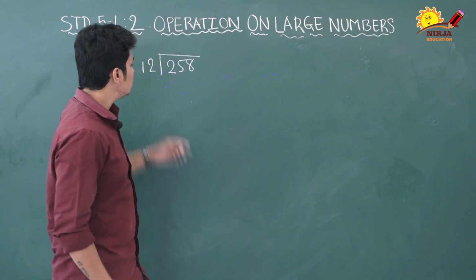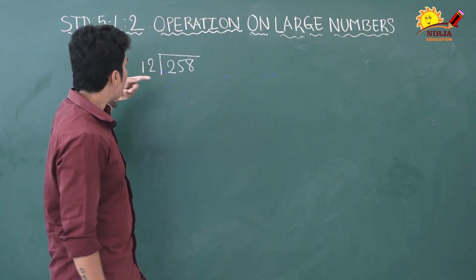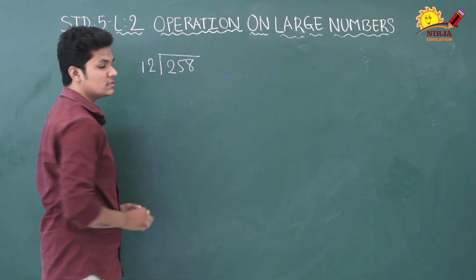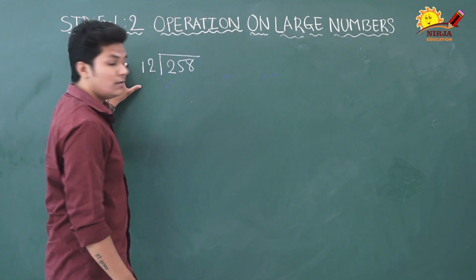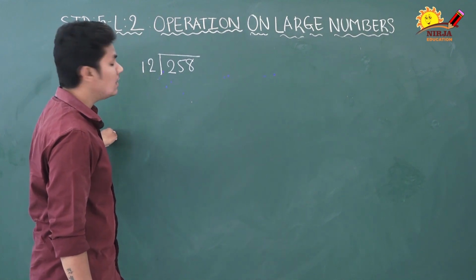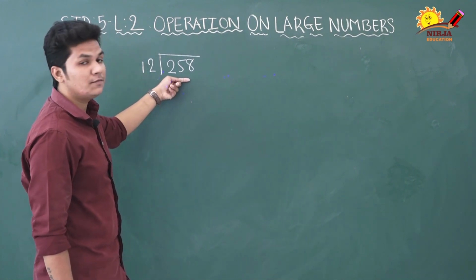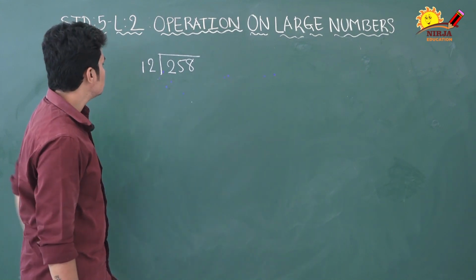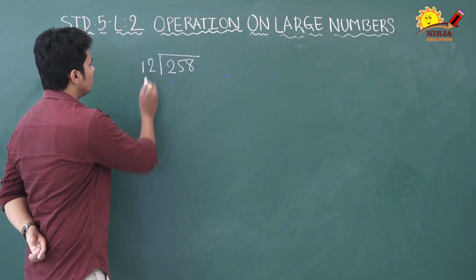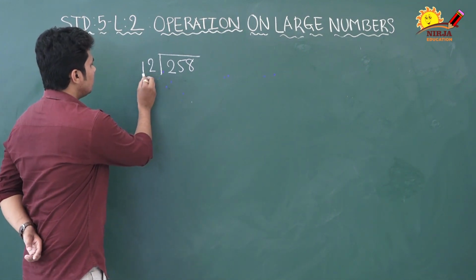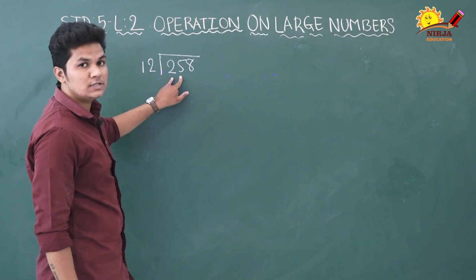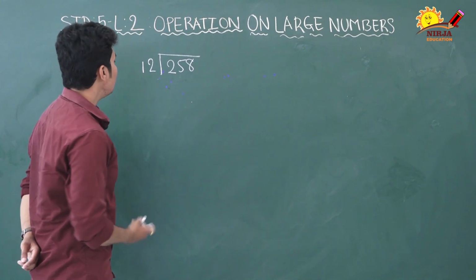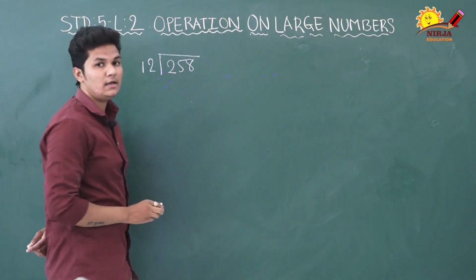Okay students, now let's divide 258 by 12. Here 258 is the dividend, 12 is the divisor. So what will we do first? We will first identify which portion we are going to divide first. 258 is a big number, so we will count the digits of the divisor first. There are 2 digits in the divisor, so we will take 2 digits of the dividend. Okay, so our second step is, let's find out how many times 12 is in 25.